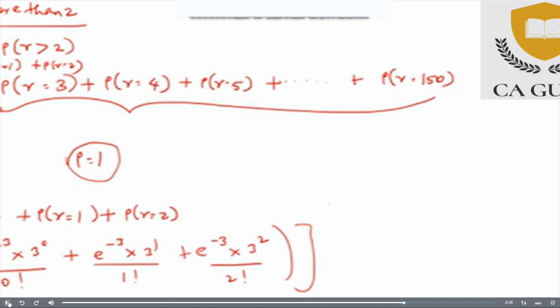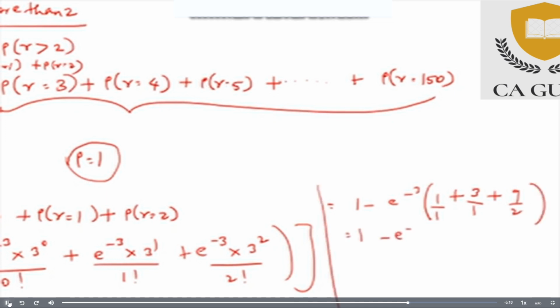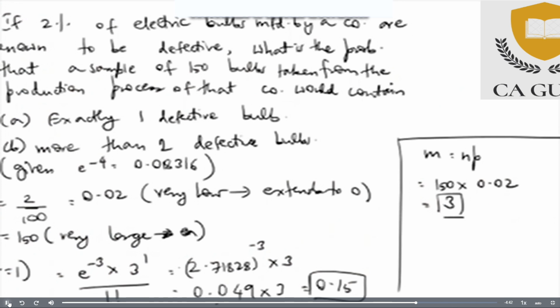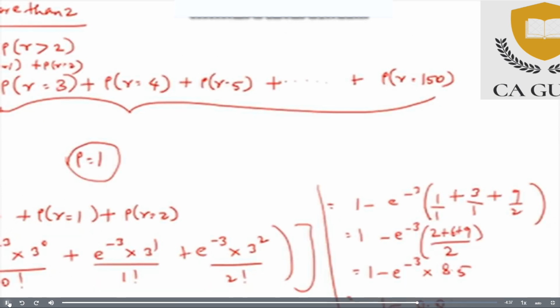Okay, so let me simplify it this side. 1 minus e to the power minus 3 into 1 by 1 plus 3 by 1 plus 9 by 2. That is 1 minus e to the power minus 3 into, we will simplify this here, 2 plus 6 plus 9 over 2. Now e to the power minus 3 is equal to 0.049. So 1 minus 0.049 into 8.5. 1 minus this number is 1 minus 0.4165. This is equal to 0.58.